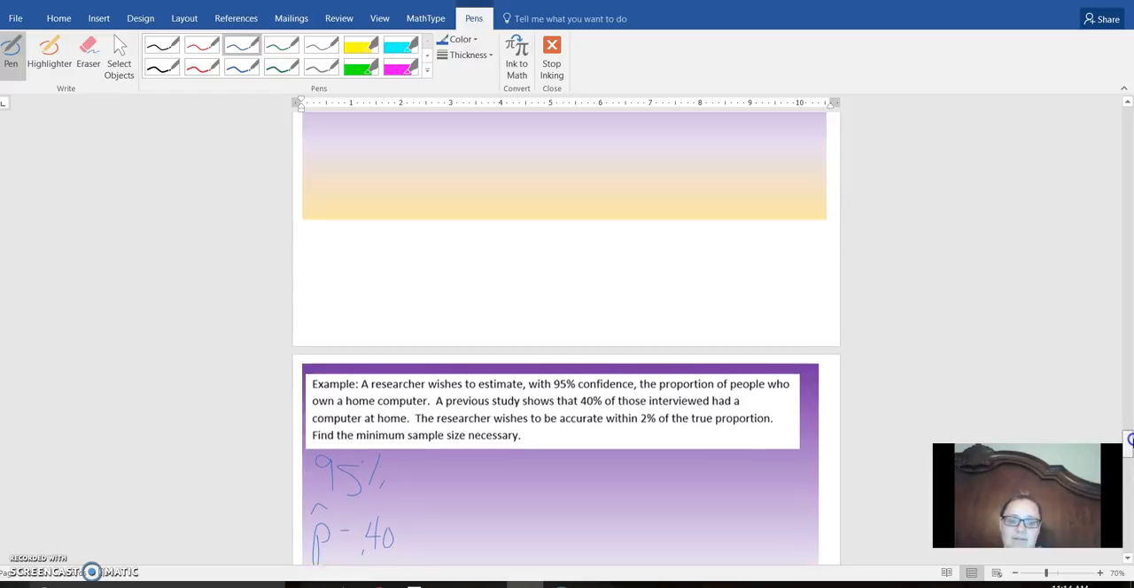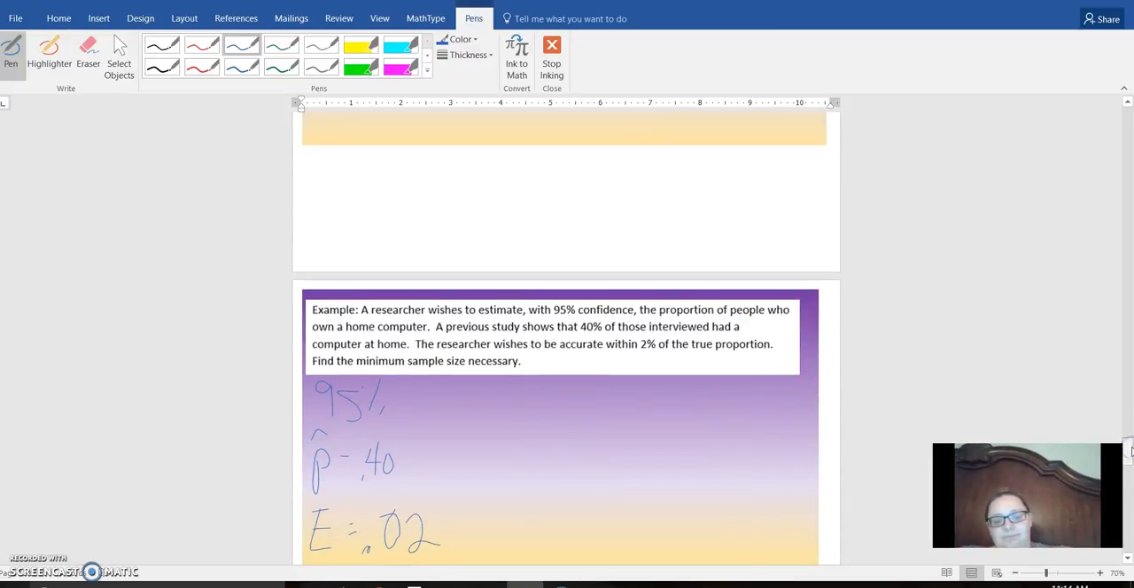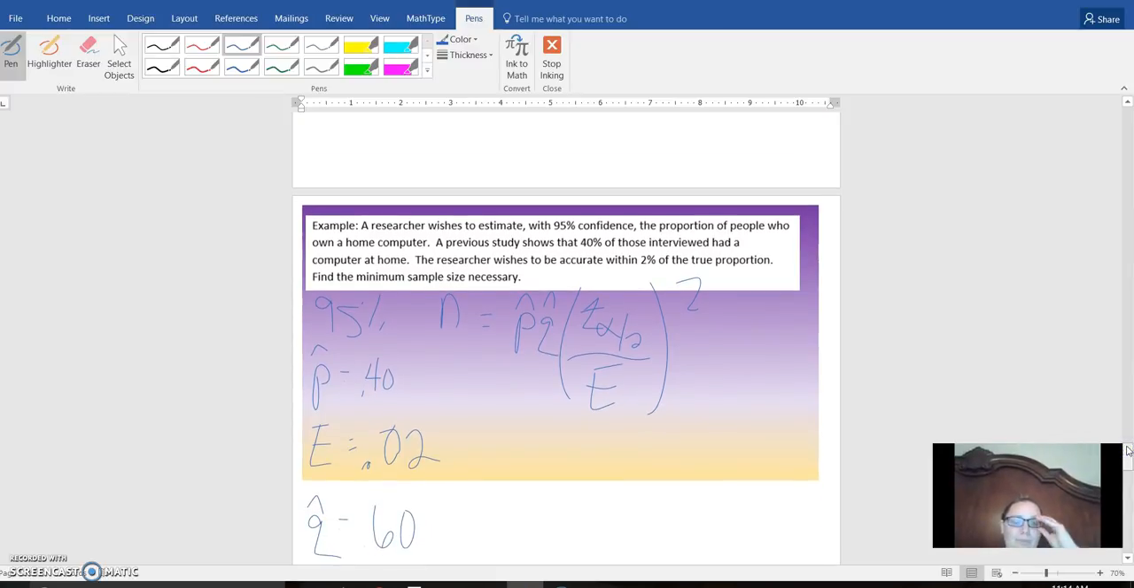And then what else? Let's write down P hat, Q hat, Z. All right, that's the formula. And see, I don't have that memorized. I had to go back and look it up, which is why I don't. But I can use the formula and I can analyze the information. All right, and then 95% is 1.96, and then I just pop everything in.